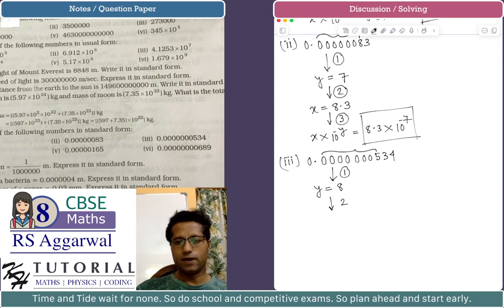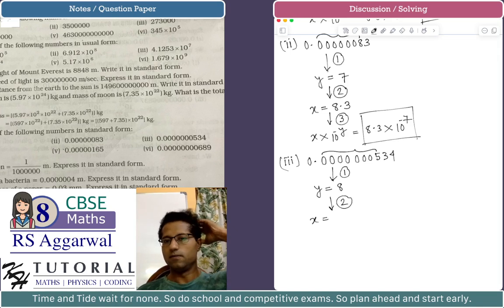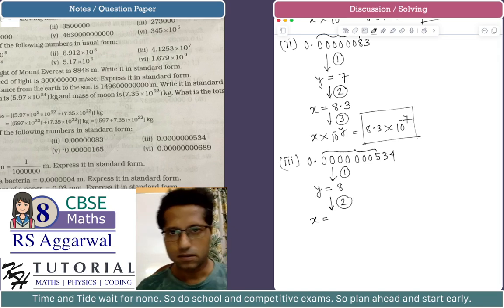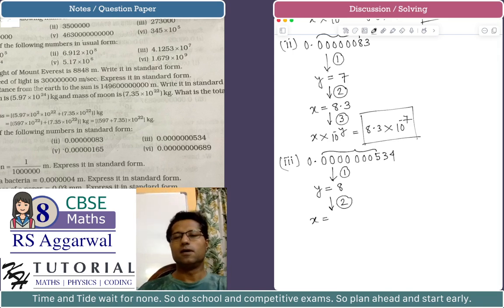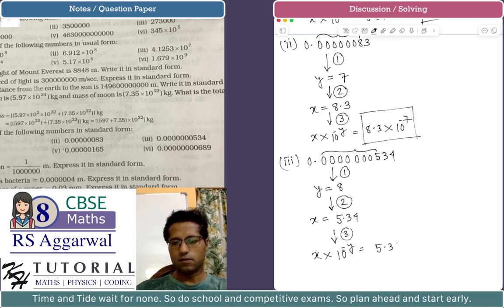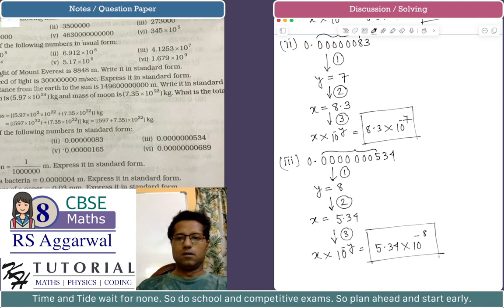After step 2 I will find x. What will be x? Consider the given number as a whole number, that is, by ignoring the decimal point. So the whole number becomes 534 and then you put a decimal point after the leftmost digit. So x becomes 5.34. And as a final step you find the standard form, which is x multiplied by 10 to the power minus y. This is equal to 5.34 multiplied by 10 to the power minus 8. Okay.